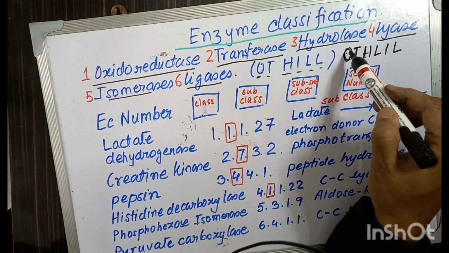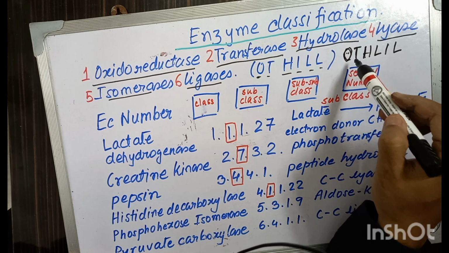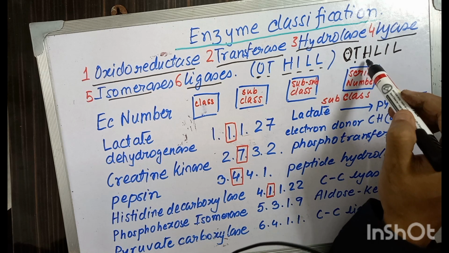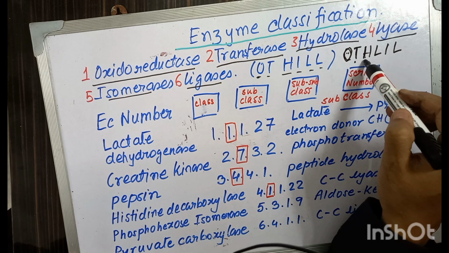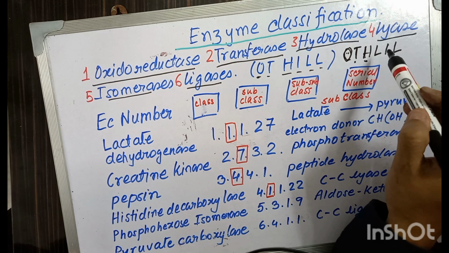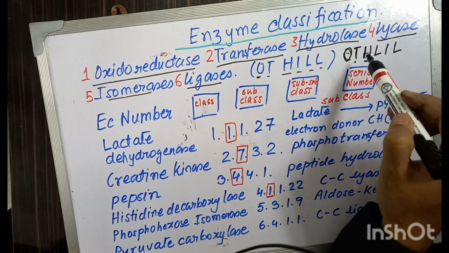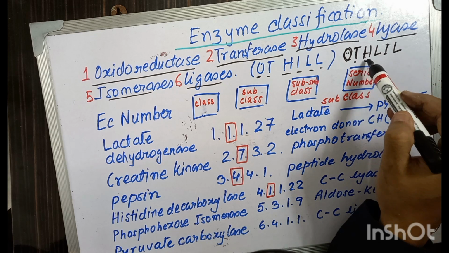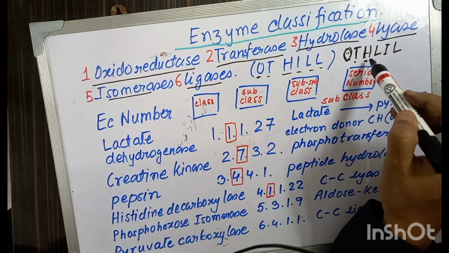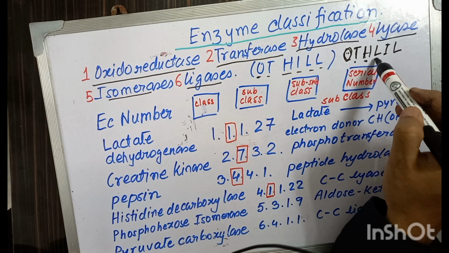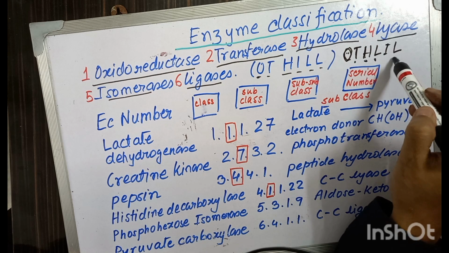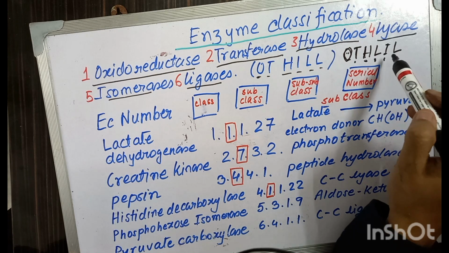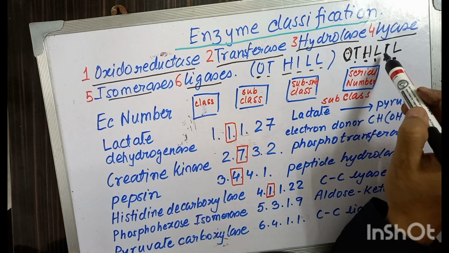O is a class 1 enzyme, T is transferase, a class 2 enzyme, then hydrolase is a class 3 enzyme. O-T-H-L-I-L. This is lyase, class 4, and this is ligase, class 6. Class 5 enzymes are isomerases.